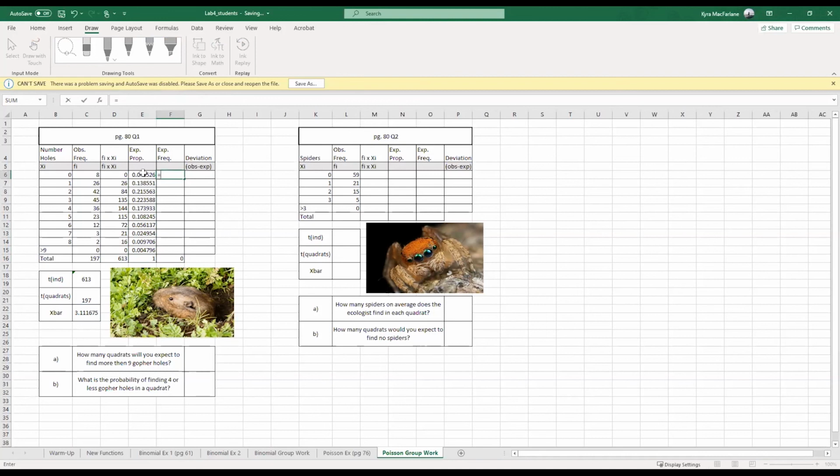The expected frequency is this expected proportion times our sample size, which is the number of quadrats that we had. So click that and drag down, and we should have, oh, I forgot to anchor my value. So that's why we're getting that error. Anchor the number of quadrats, try that again, and it all works out fine. Finally, the observed minus expected.